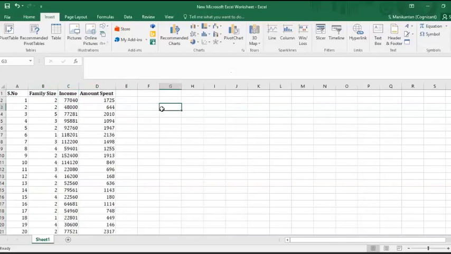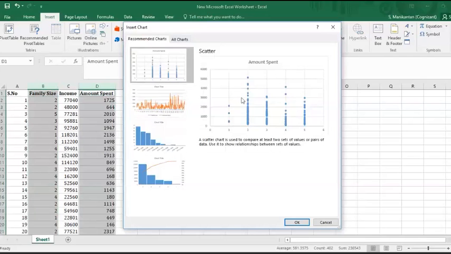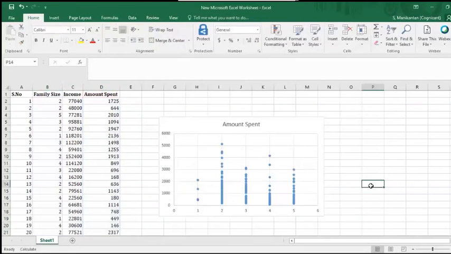So first let's understand the relation between family size and amount spent, and income and amount spent. So let's plot a chart between family size and amount spent. Insert a scatter plot. Okay, now let's take a look at this data.